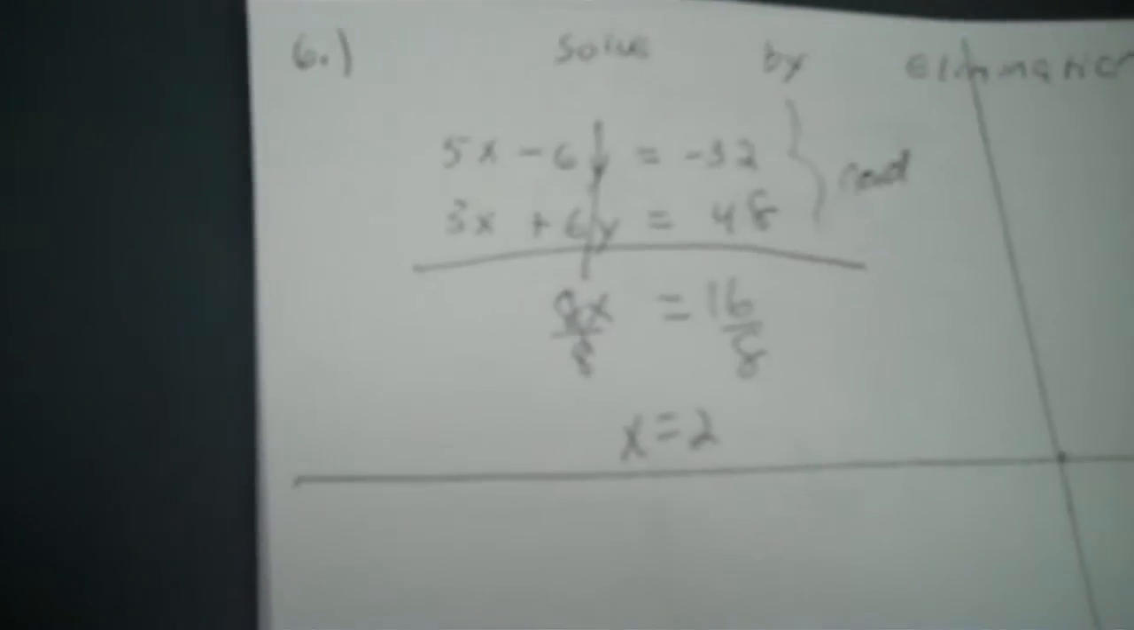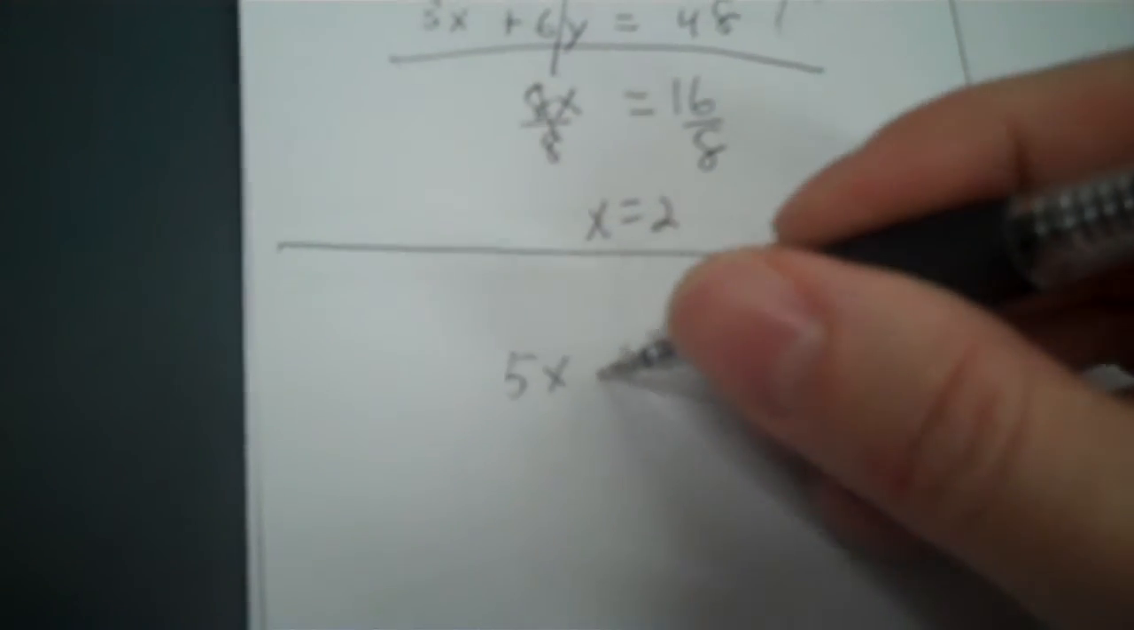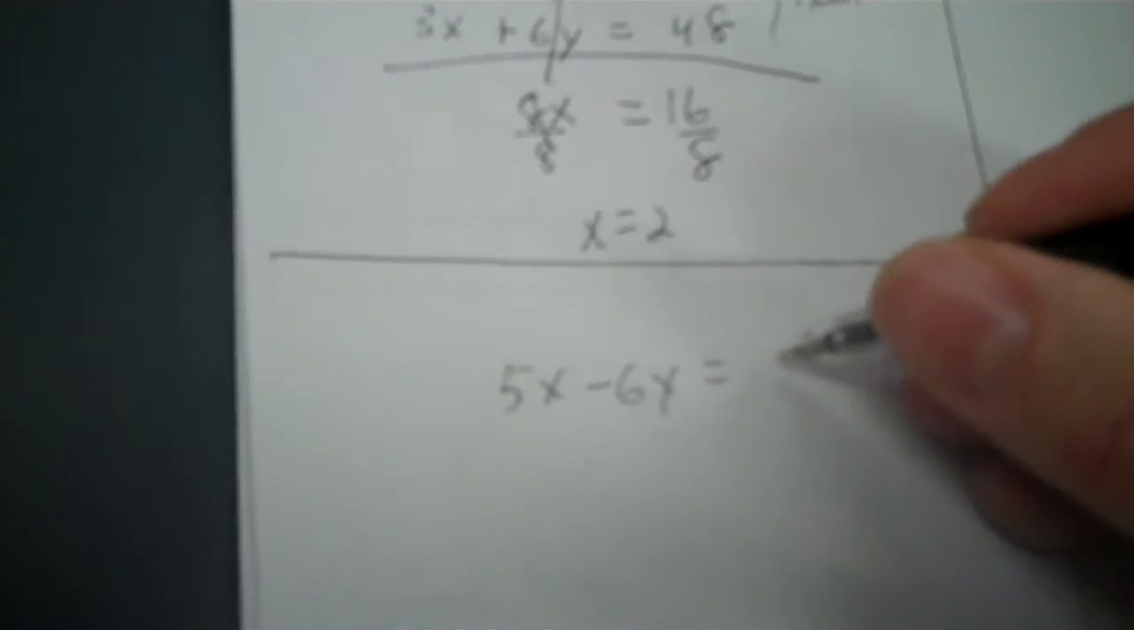Now, use that top equation. You can use this one or this one. I'll use the top one. Now, I've already got my answer for x, so let's replace the x with 2. So what do I do with 5 and 2 now? I times them. So 10 plus negative 6y equals negative 32.